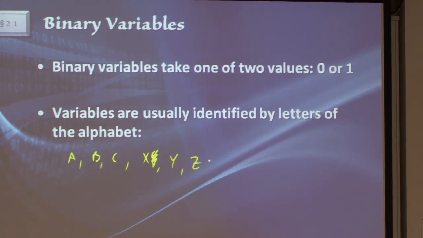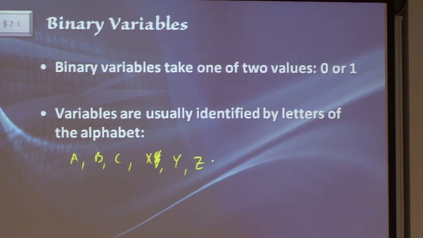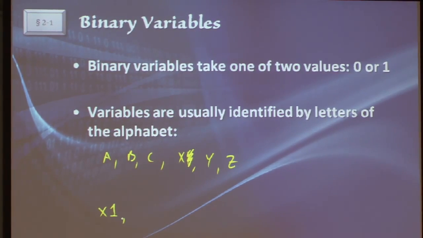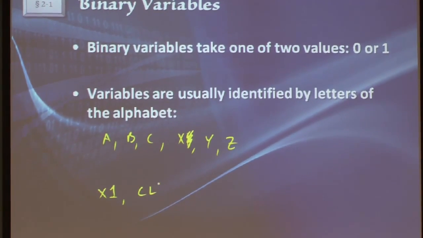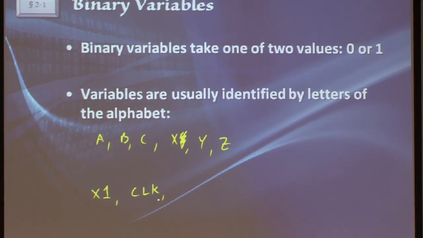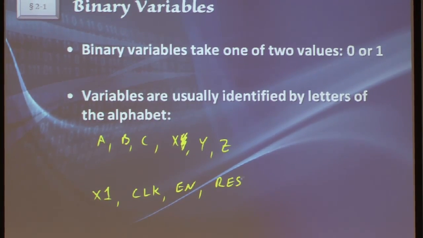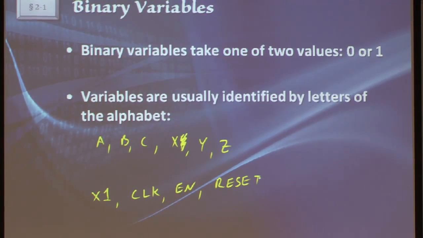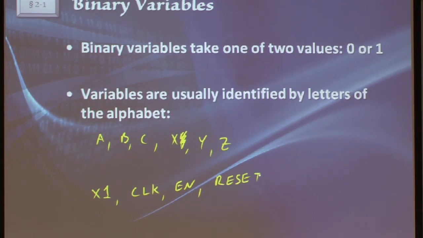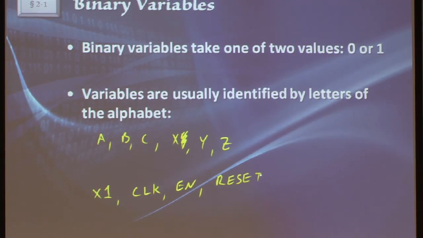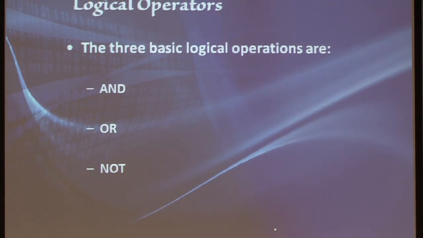A bit later in the course, we'll actually give them some more meaningful names. So we can either give them letter names or more meaningful names such as X1, not very meaningful. But then things like CLK stands for clock. You might see a variable called EN for enable. Things like reset, when we'll talk about a reset signal coming into a circuit, and so on. So binary variables, either one letter or few letters, either way.